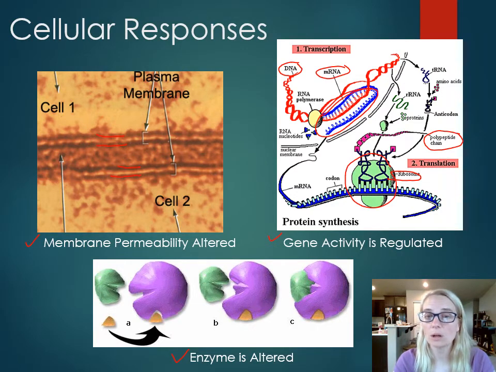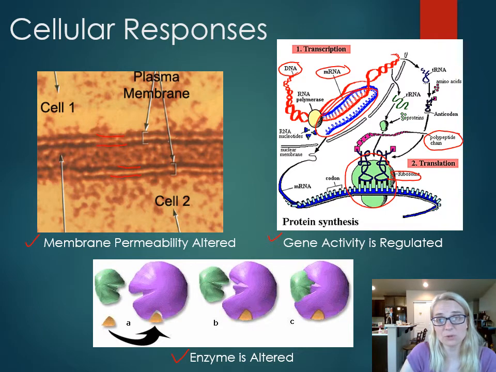All of these things could be up or down. You could open channels or close channels. You could turn on enzymes or turn off enzymes. You can turn on genes or turn off genes. So it goes in both directions. It doesn't always have to be turning something on. All right, so that's it. Those are our three cellular responses, the general categories of that step.